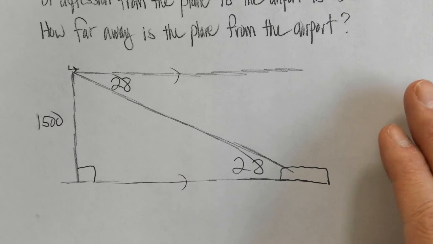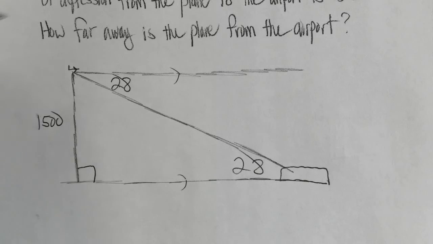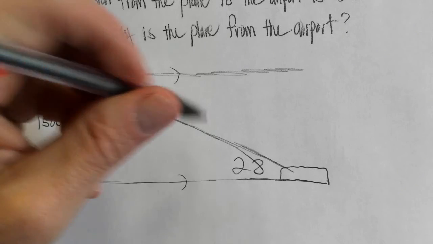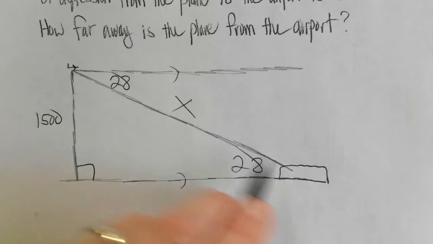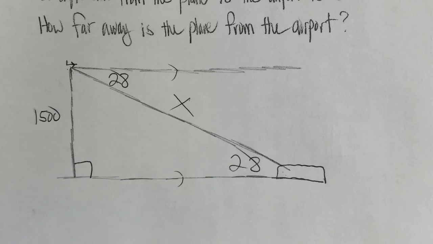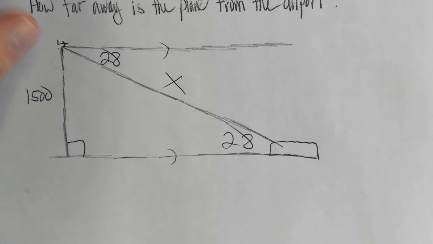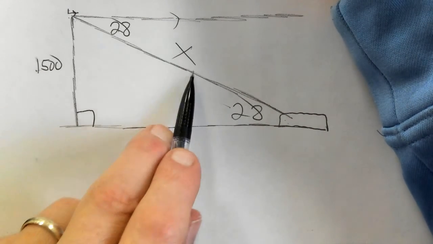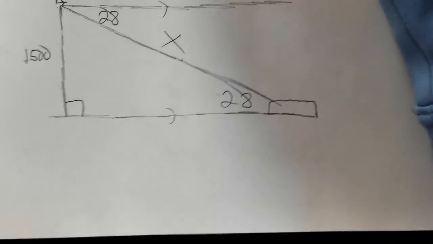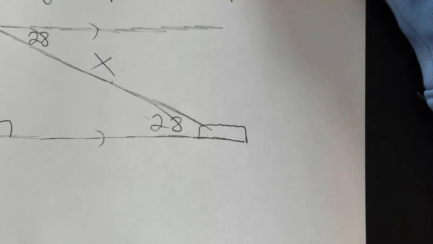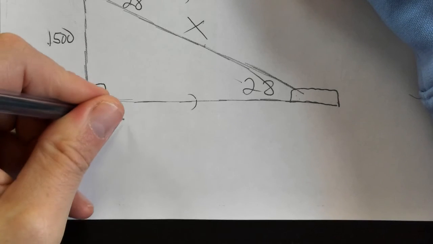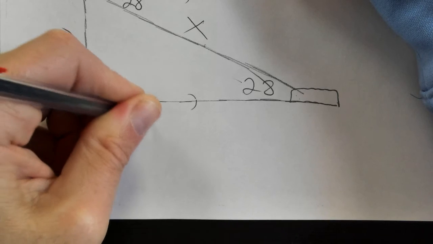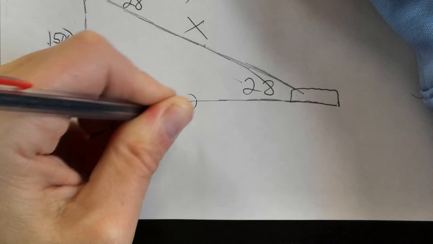The question is, how far away is the plane from the airport? That would be this distance. How far away is the plane from the airport? All right. And so in order to set that up, we have the opposite. We have the hypotenuse. We're using sine again. So sine of theta equals opposite over hypotenuse.